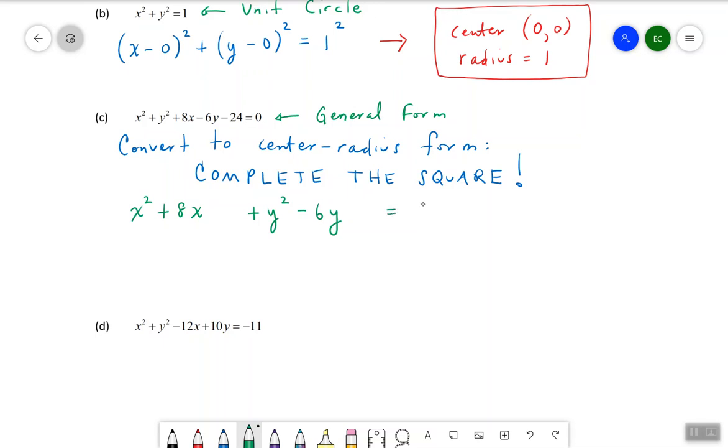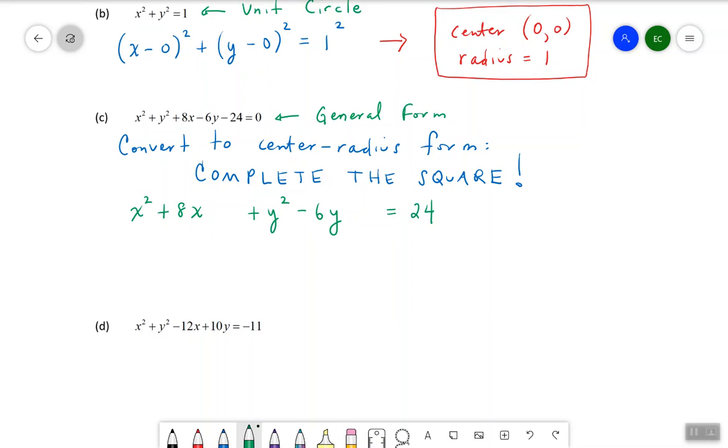It won't help us. And it won't help us to complete the square. So we don't need it there on the left. So notice also I left a little room between the 8x and the y squared. I also left a little room between the minus 6y and the equal sign. That's so that we can just go ahead and complete the square right here.